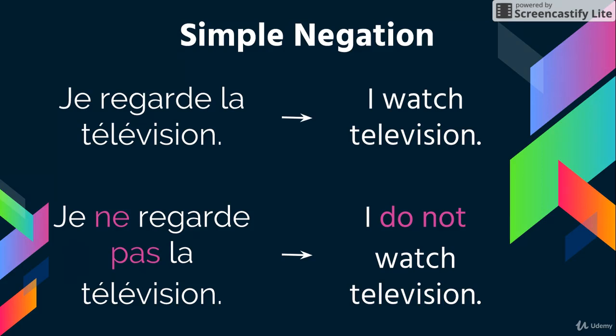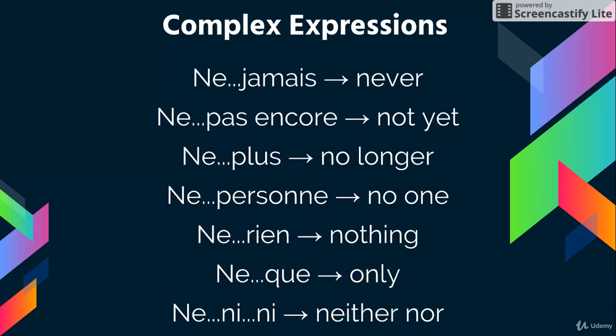Similarly, in French, the keywords that make a sentence negative are ne pas. You put these two words around the verb to make it negative, with the ne going before the verb and the pas going after the verb. In our example sentence, Je regarde la télévision, you can make it negative by saying Je ne regarde pas la télévision. Next, let's move on to more complex expressions.